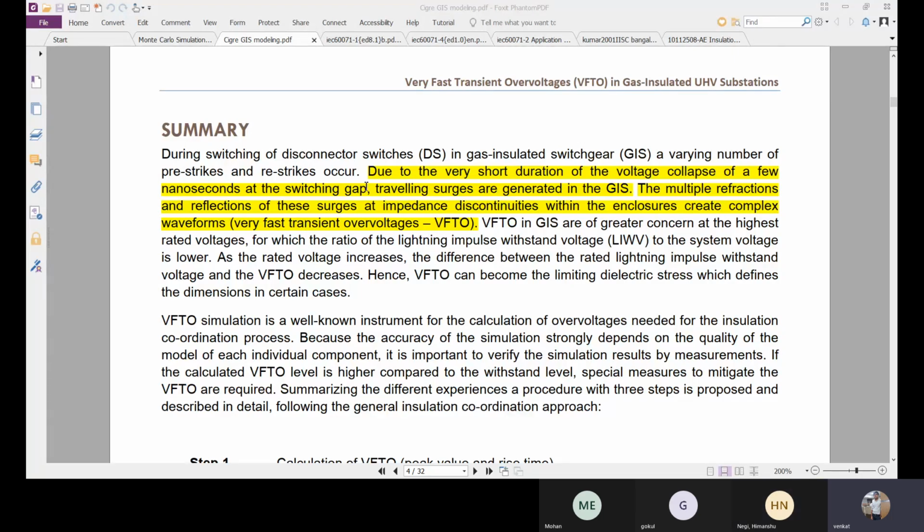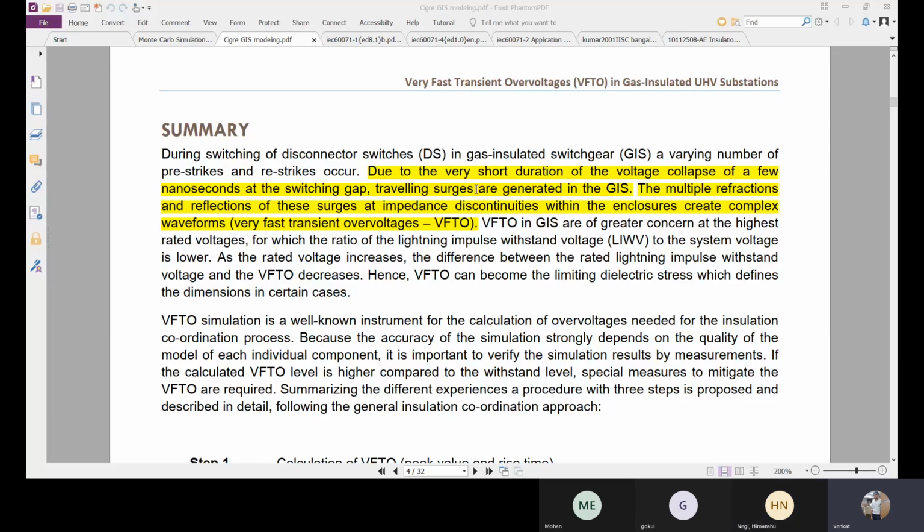Do you have any idea why we need to perform these VFTO studies? Basically, where do we have to perform these VFTO studies? In GIS, due to disconnector operation, it generates a traveling surge, and for that purpose we need to do this.